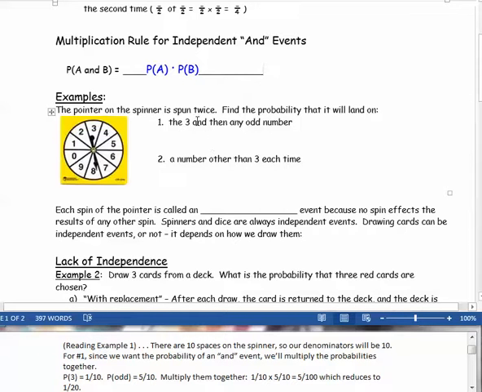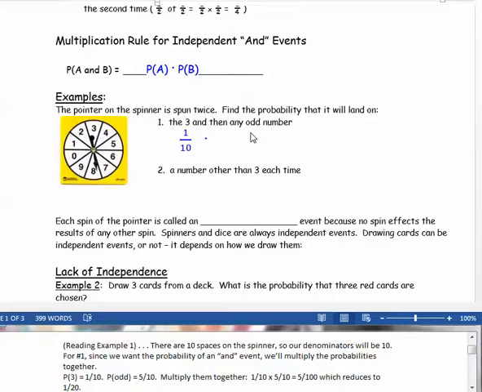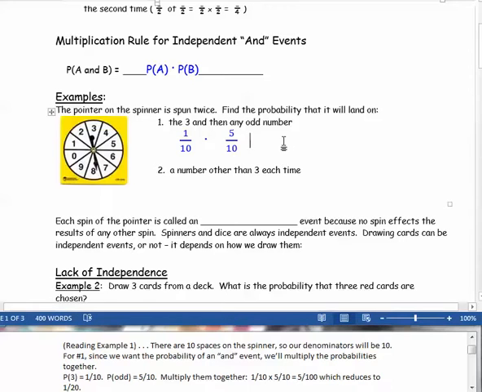For number 1, since we want the probability of an and event, we'll be multiplying probabilities together. The probability of spinning a 3, only one 3 on the dial, would be 1 out of 10, times the probability of any odd number. On the spinner, there's 1, 3, 5, 7, 9, which would be 5 odd numbers, so the probability is 5 out of 10. Multiply the numerators and denominators, and we get 5 out of 100, which reduces to 1 over 20.